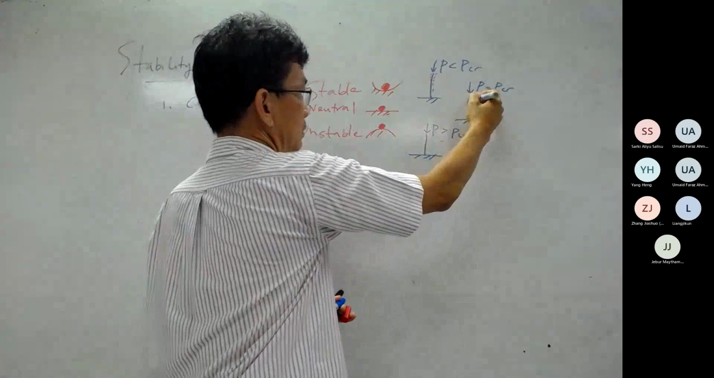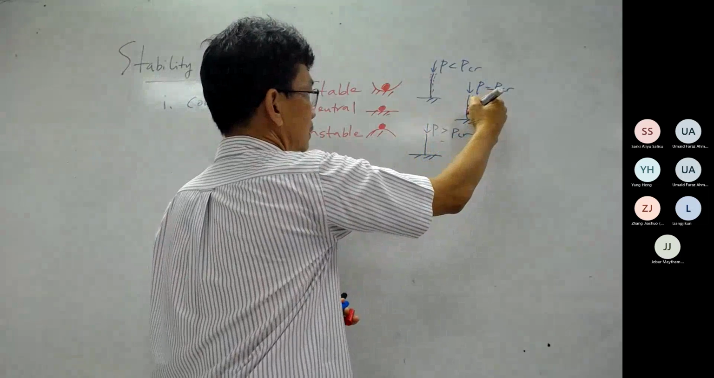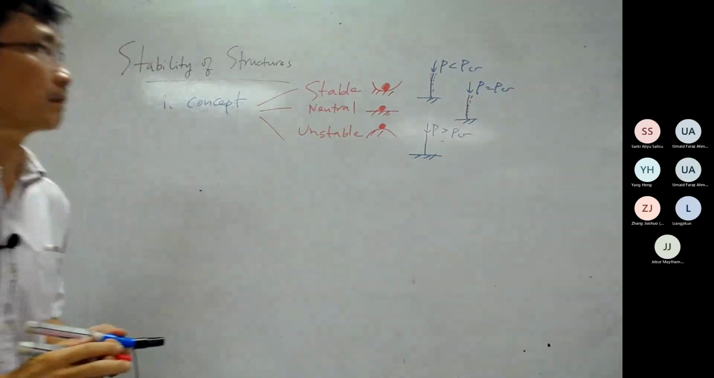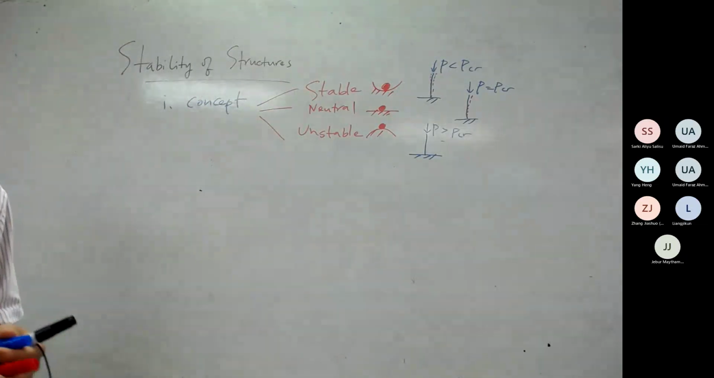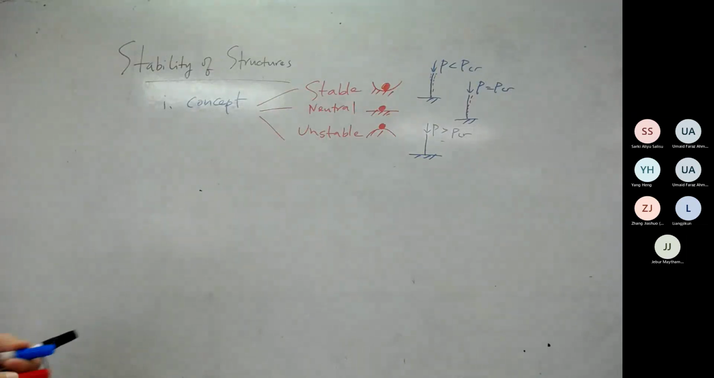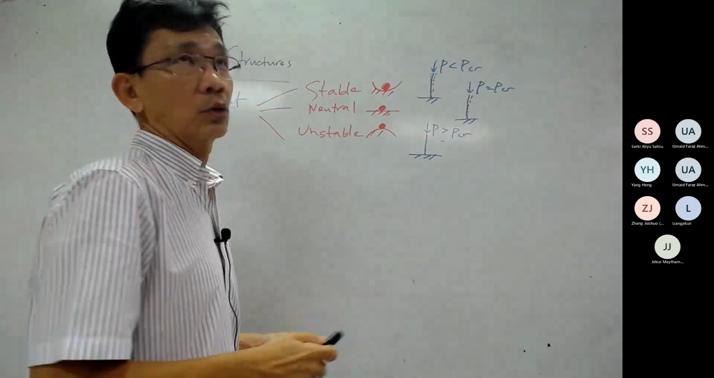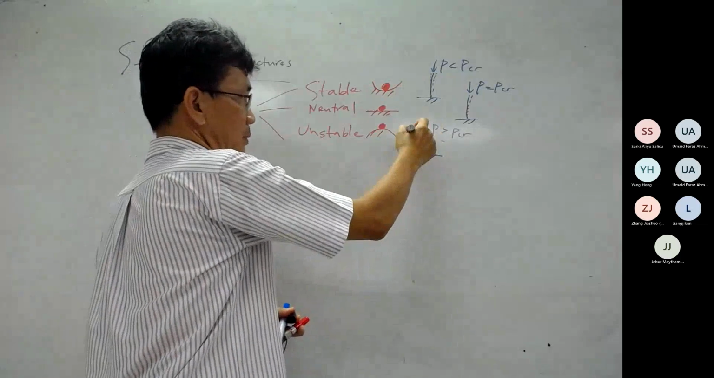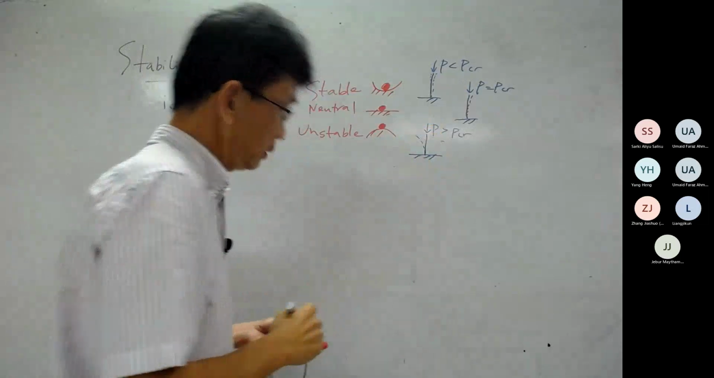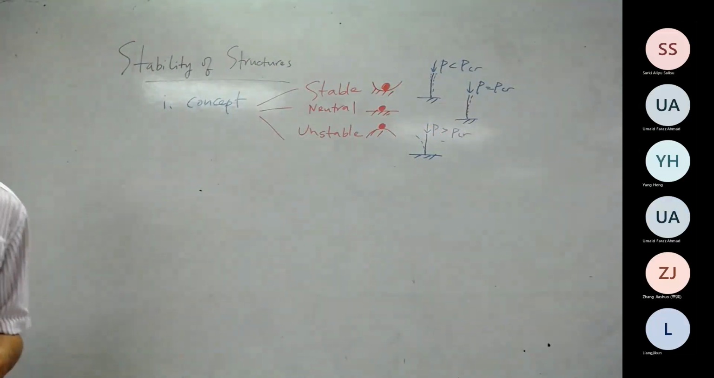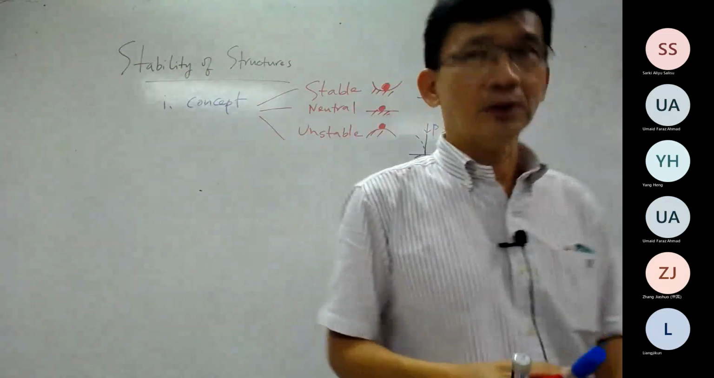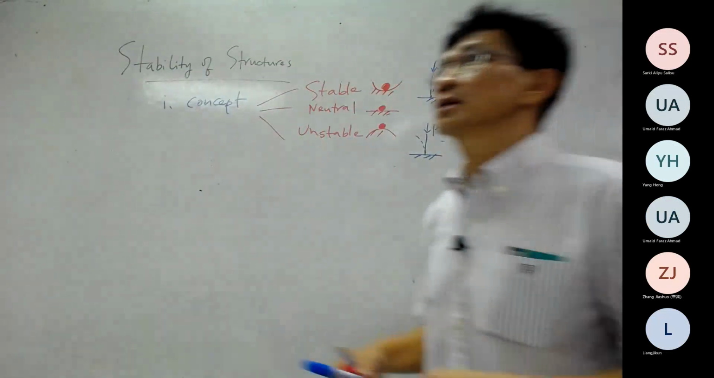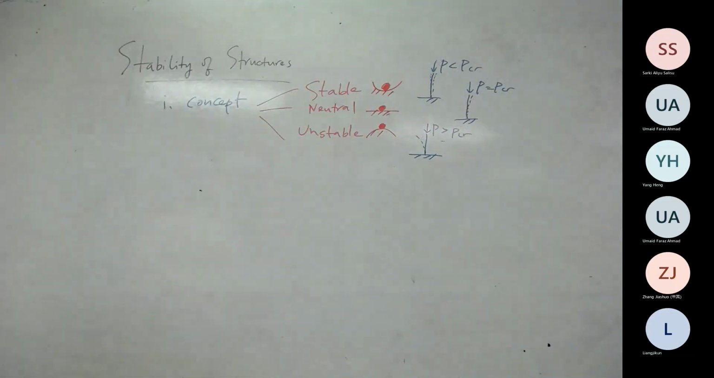This one, if you disturb it, it will stay there on the equilibrium state, which is the slightly disturbed state. And the last one will not go back to the equilibrium state, but instead will go further away from it. Okay. So this is the first thing that I covered: how to explain the concept of stability.